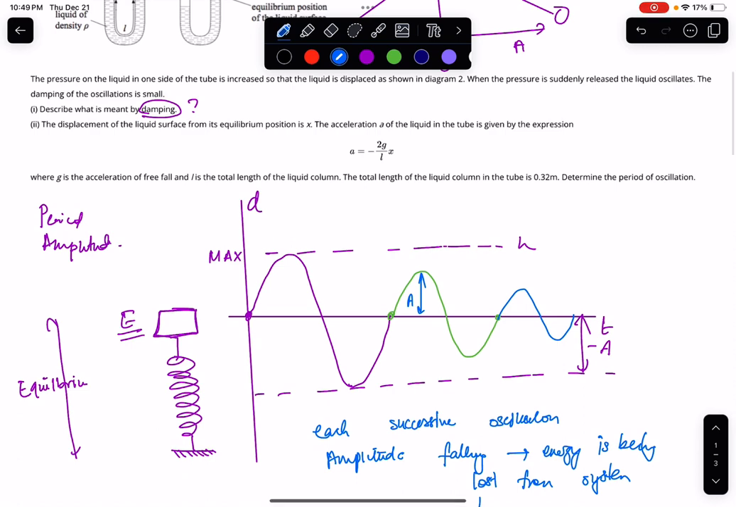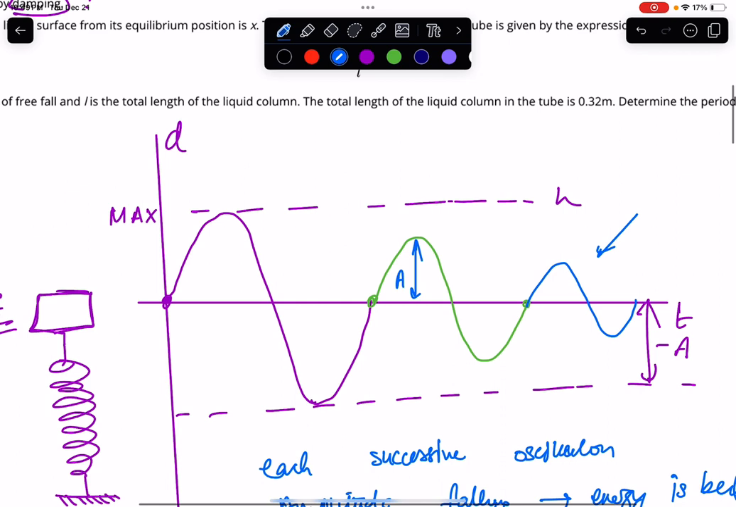And we have seen the graph for damping over here. As we can see, with each oscillation, each successive maxima is falling down, and each successive minima also starts falling down.